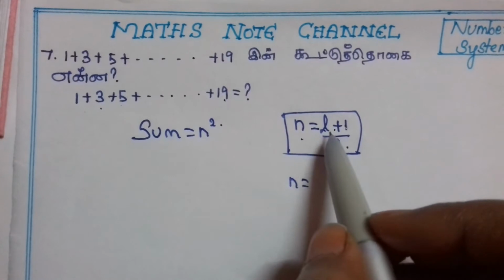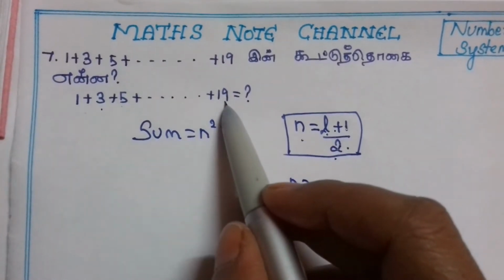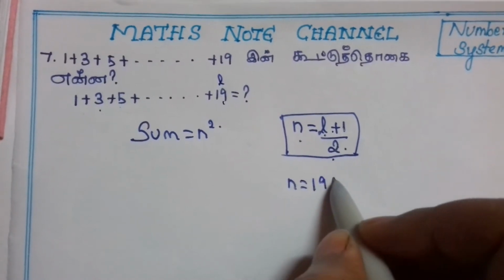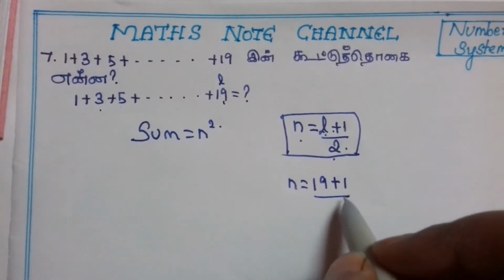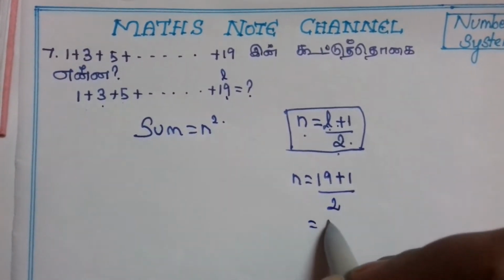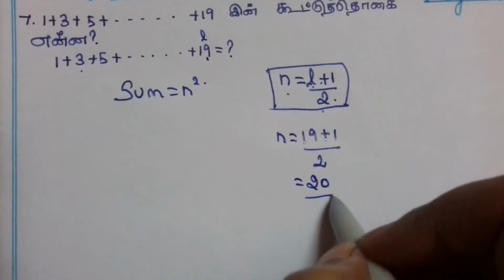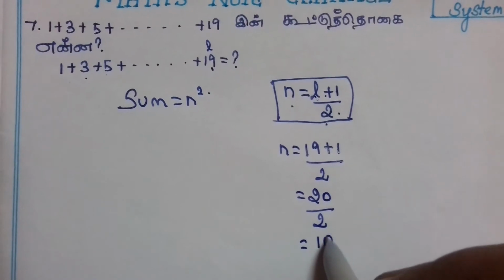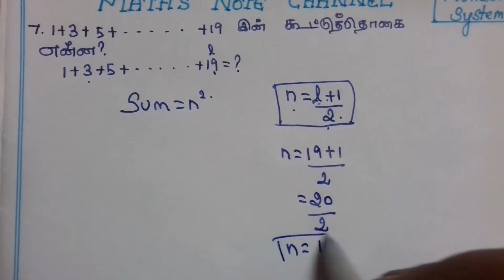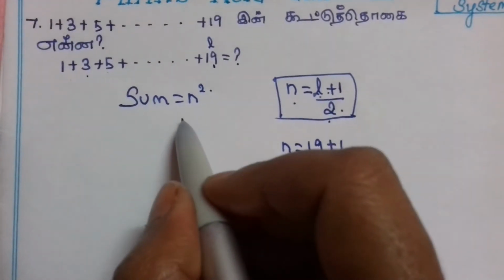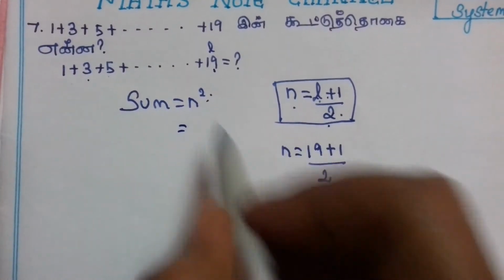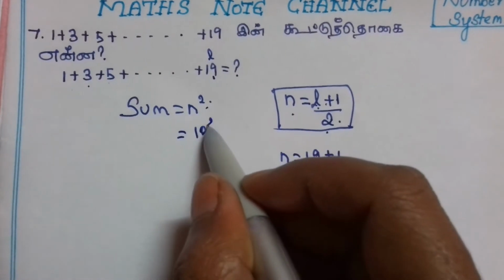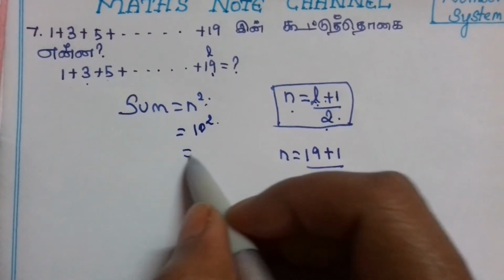So what is the last number here? 19. 19 is the last number, so (19 plus 1) divided by 2. 19 plus 1 is 20, 20 by 2 is 10. So n is equal to 10. Sum is equal to n square, n equal to 10, so 10 square is the answer.